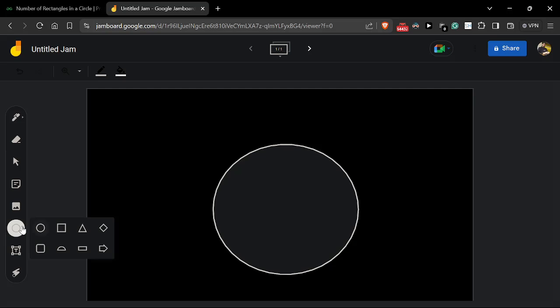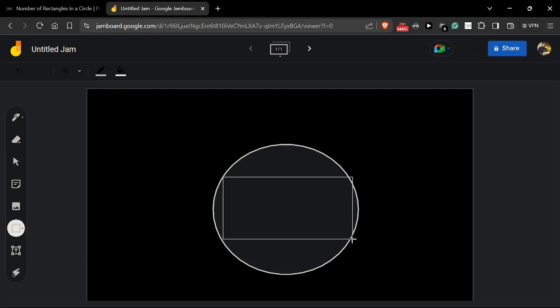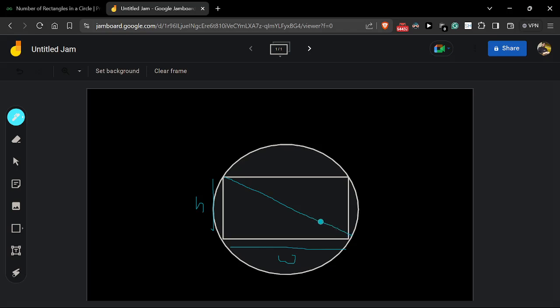So the maximum rectangle is this here, and the smaller rectangles we can find out. So as you can see, this is the height and this is the width and this is the hypotenuse, and this is also a diameter of the circle.